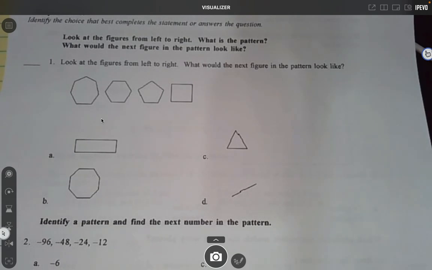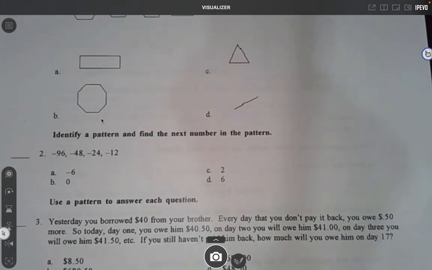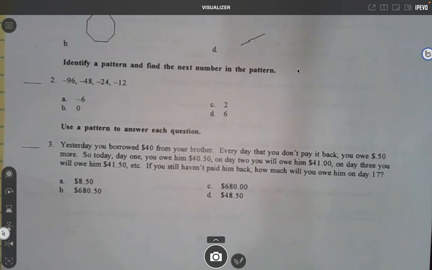And then I will tell you, let me see, there's not one like that. I know, that one was a good one too. But there is one, I think, like this next one. Yeah, it says identify the pattern and find the next number. So yeah, there is one like number 2.